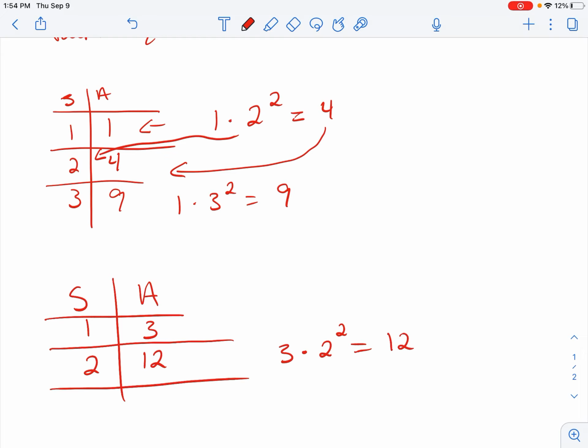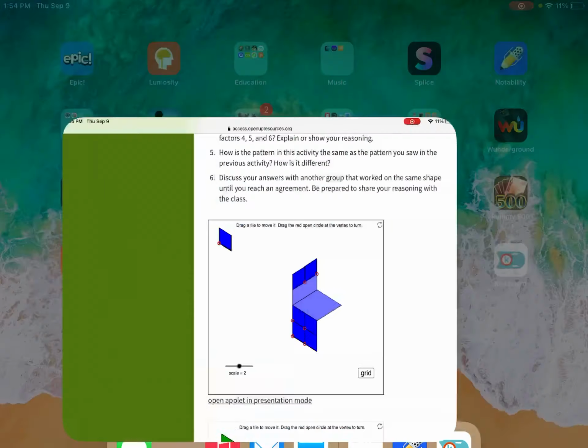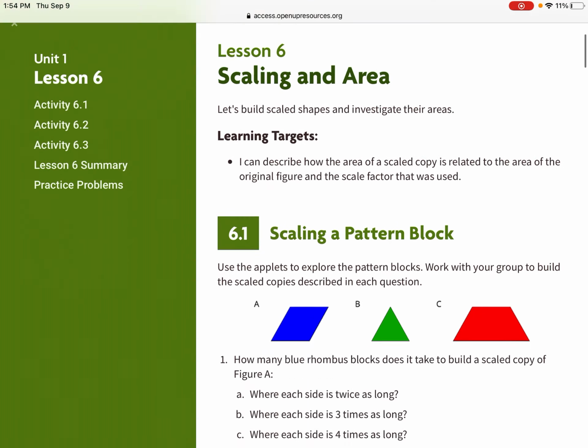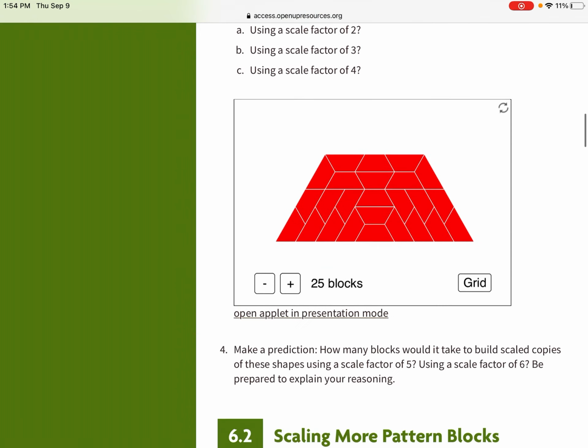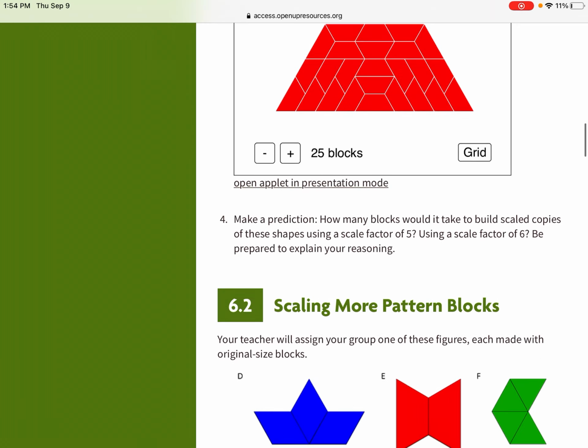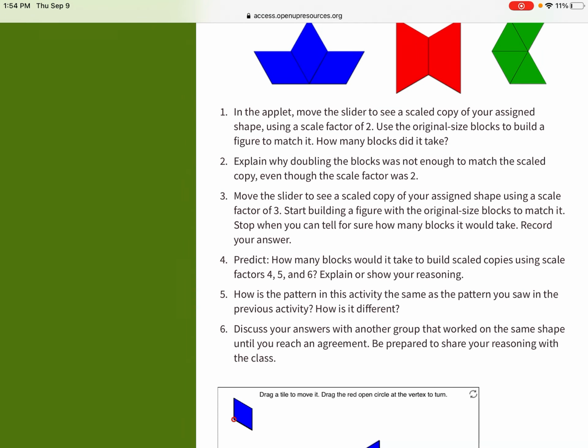So then if we take a scale factor of 3, it's going to be 3 times 3 squared, which is 9 times 3, which is 27. Okay, so this is the pattern that you should keep seeing, and this is how the area of an object or a figure is affected by the change in scale. Okay, so you can go through and answer these questions.